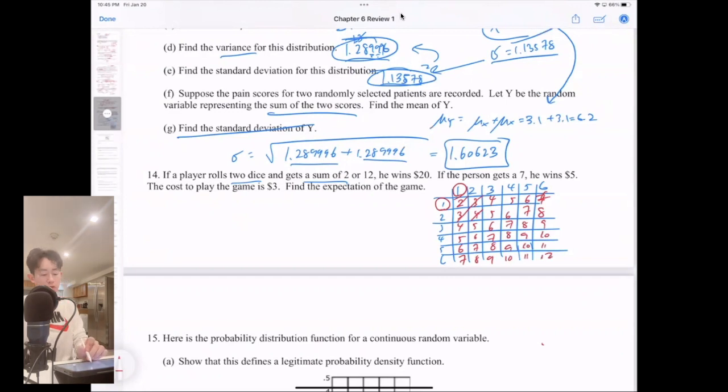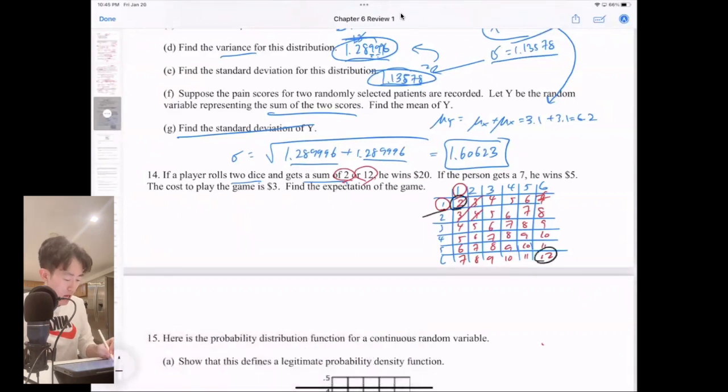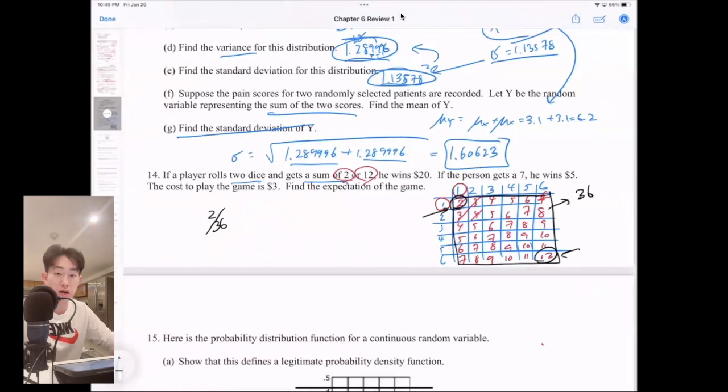All right, so if a player rolls 2 dice and gets a sum of 2 or 12, notice how it happens just twice. It happens up here and it happens down there. So that's 2 out of a grand total of 36 total events. If you count up all the possible events here in red, that's a total of 36 different possible outcomes. And he wins $20. So remember, it's always the probability times the value, which is $20.